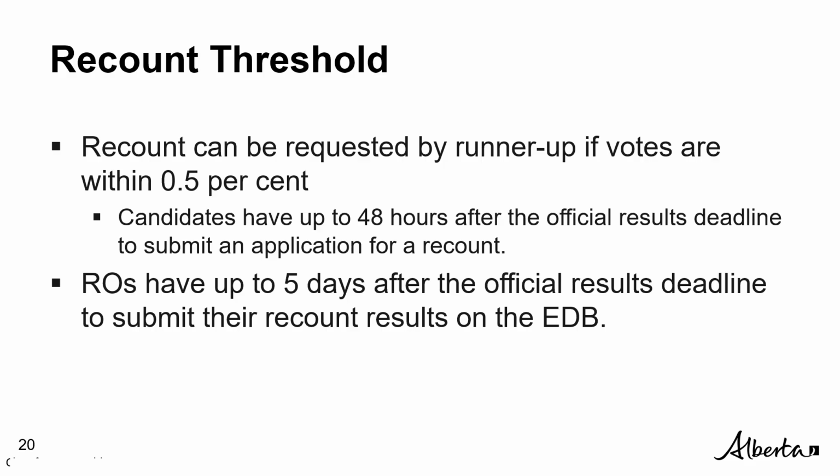Another important feature of the elections database is that it tracks the recount threshold for candidates. Returning officers must now conduct a recount of the votes if a runner-up candidate requests a recount and the votes between the candidate declared elected and the first runner-up are within 0.5% of the total number of votes cast for that office. Candidates can request this recount within 48 hours after the official results are declared or by noon on Monday, October 27th for the general election.